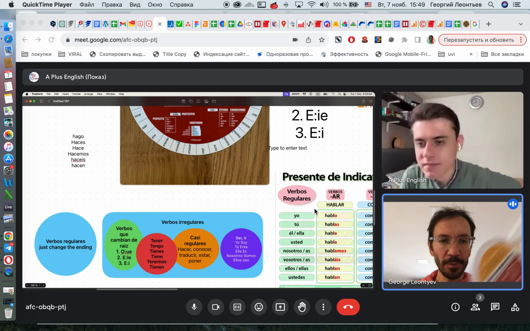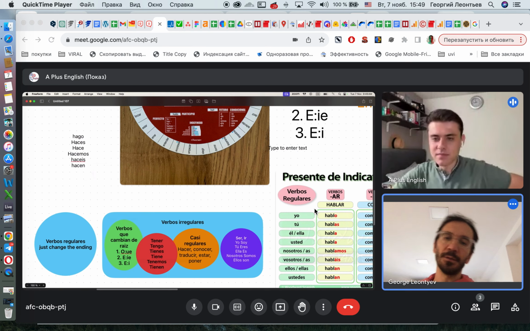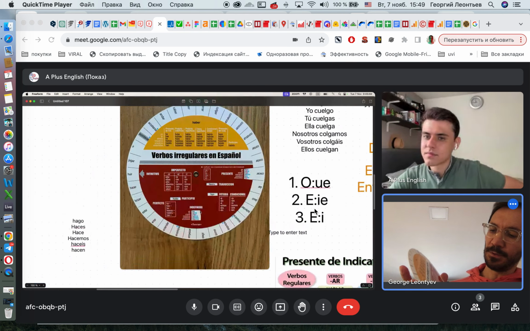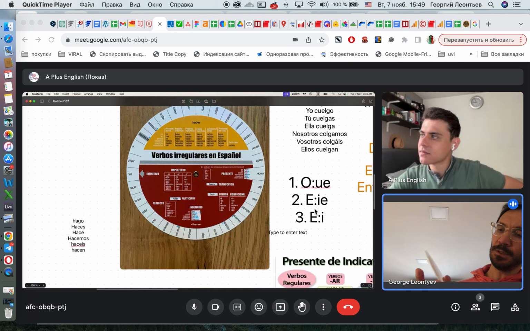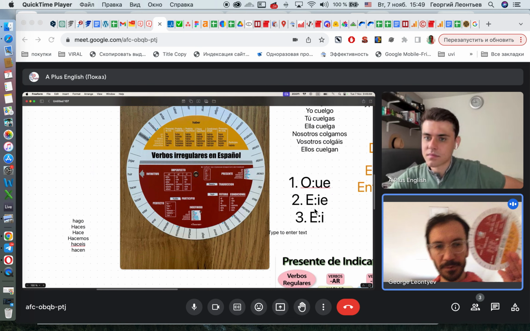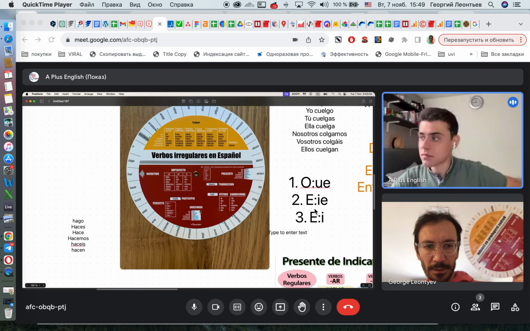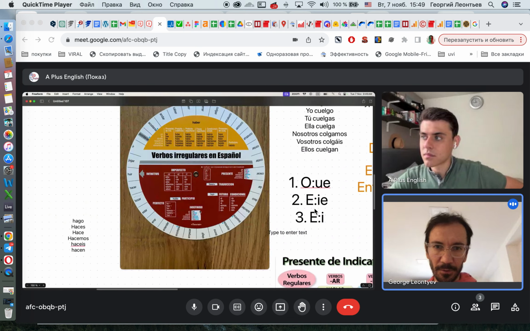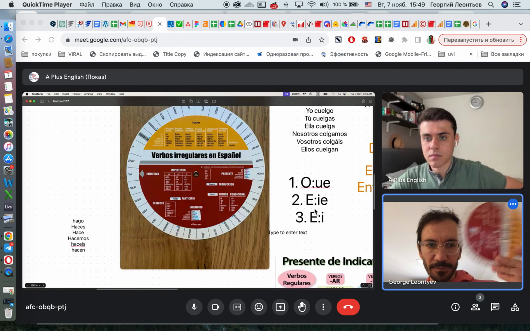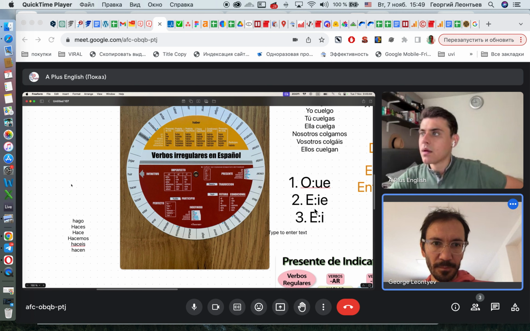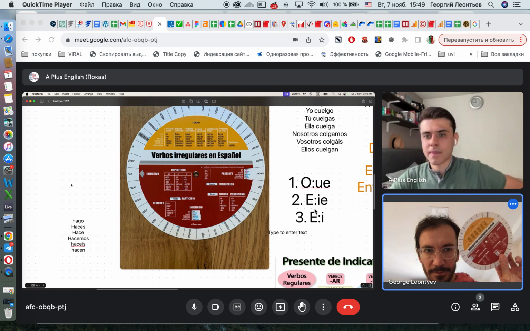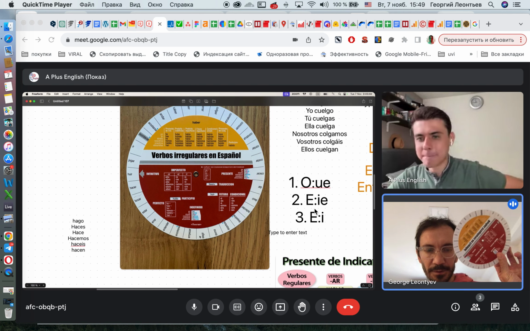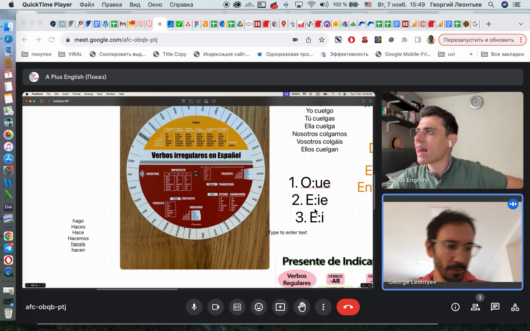Could you tell me, please, how many verbs are here? Maybe 60 verbs on this wheel. Do you think 60 is what percentage of all irregular verbs? This is not all of them, right? That's not all of them. How much is it? Half, or 10% of that?